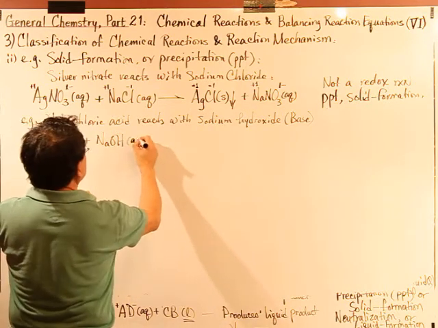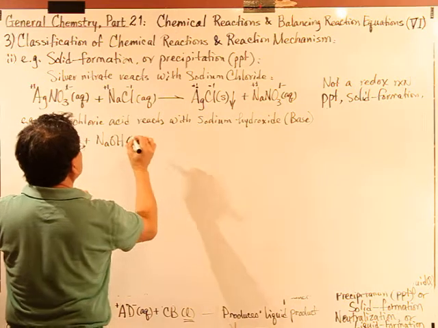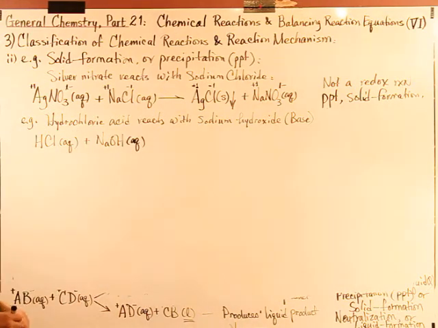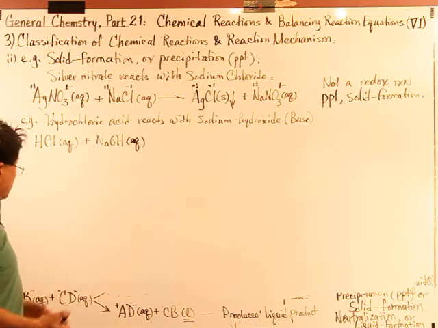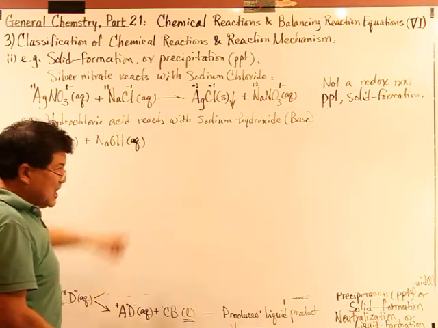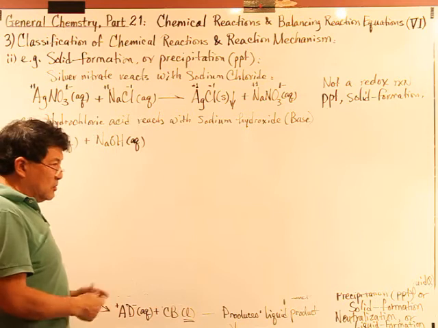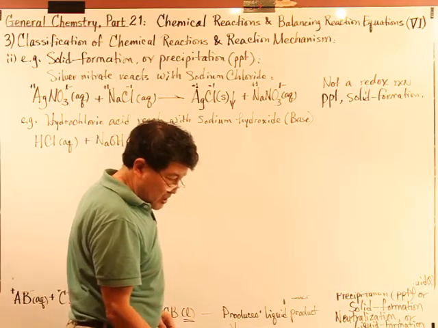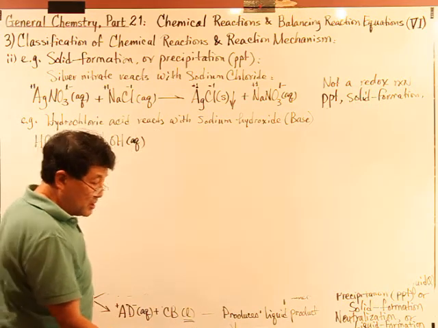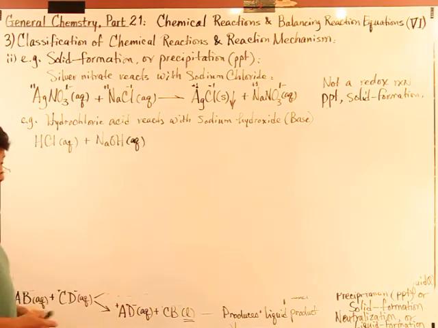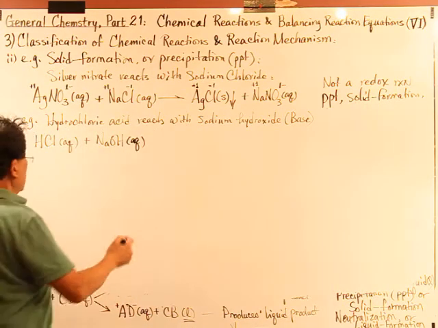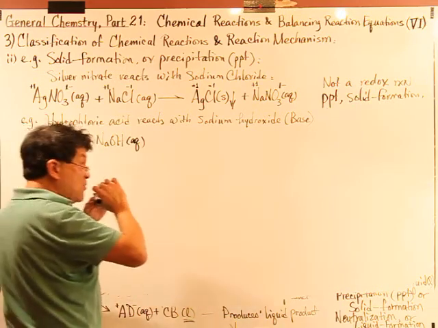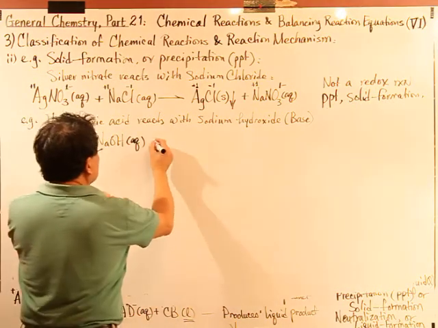Let's see, what is this case? Caustic soda is soluble, and it is a strong electrolyte, a strong base. This is a strong acid, this is a strong base. The common typical products of an acid-base neutralization reaction are salt and water. And also it's a one-way irreversible reaction, one direction.